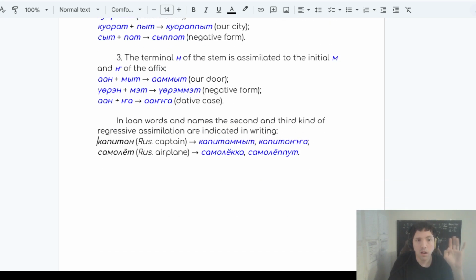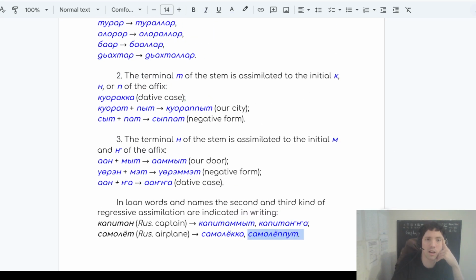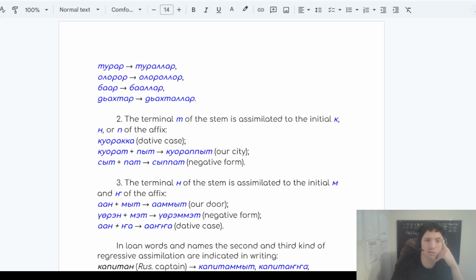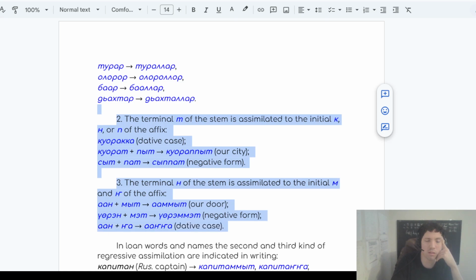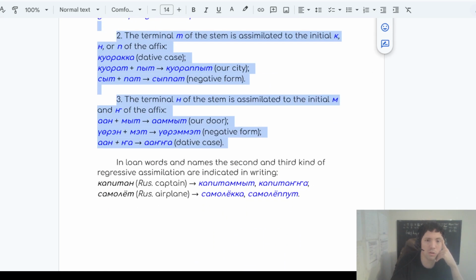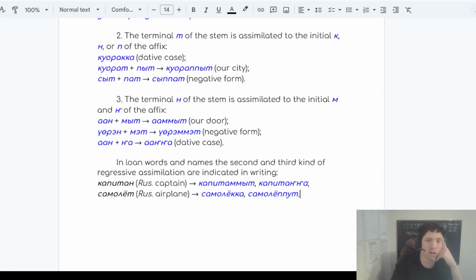But anyway, I digress. Kapitan, captain. Kapitamut, kapitanga. Sabalyot, airplane. Sabalyoka, sabalyoput. I guess what he's saying is we write the sound changes for these two types of sounds coming together, but in other cases, when you use a loan word, a foreign word in Sakha, it may not be spelled. You might put the Sakha ending, but not spell the sound change of the end of the original word that you're attaching something onto.